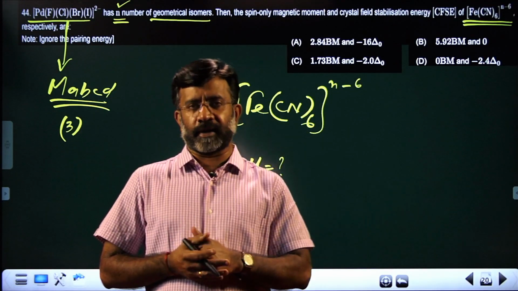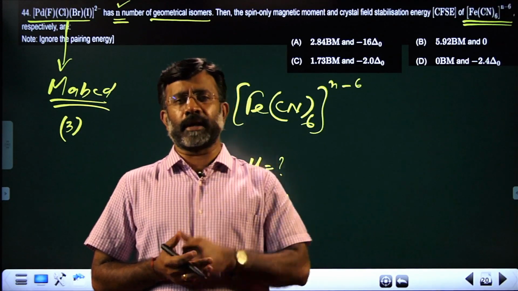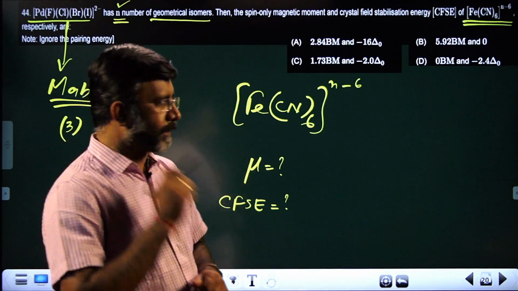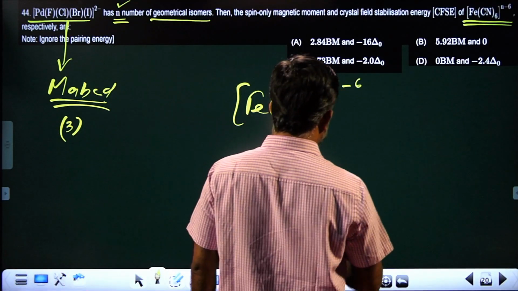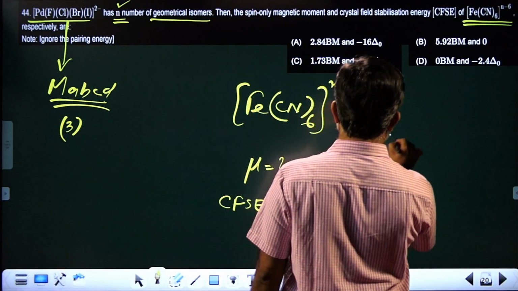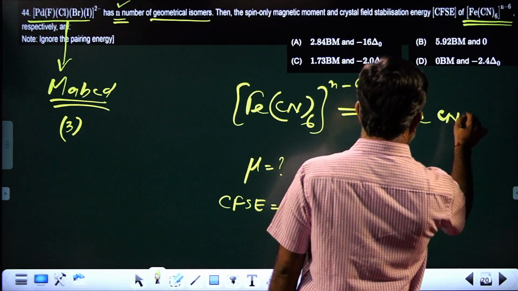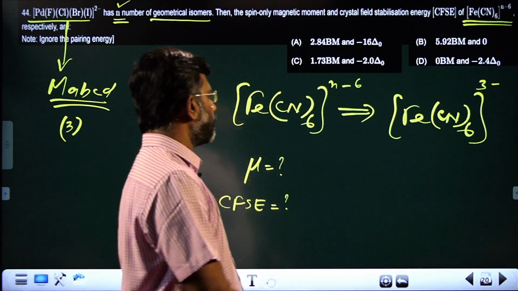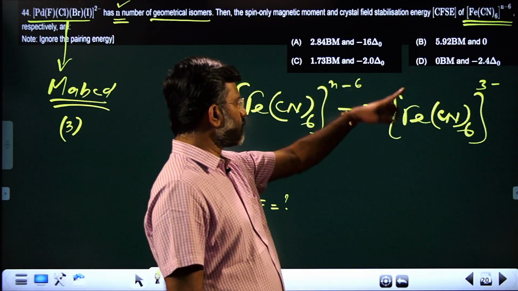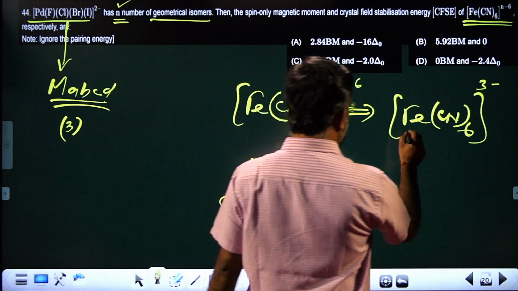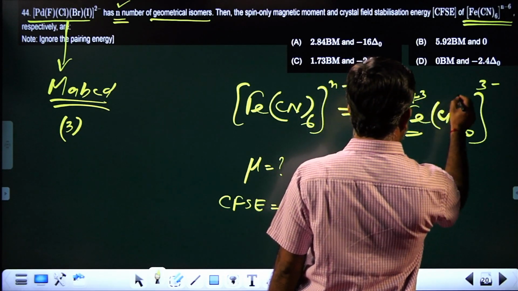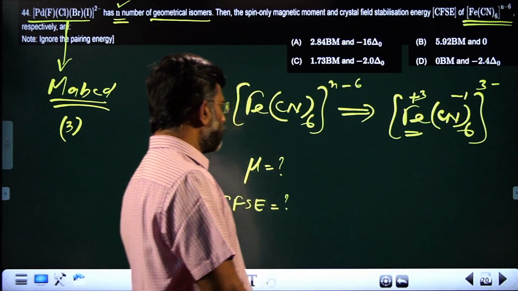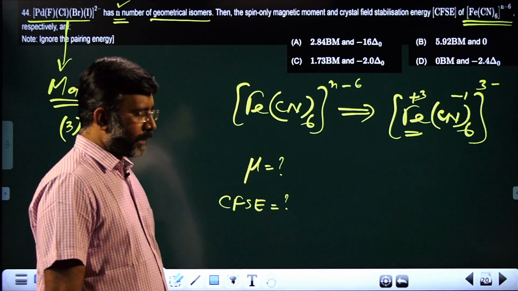MABACAD, 3 configurations, so 3 geometrical isomers. So N is equal to 3. That means our complex is [Fe(CN)6]3-. Obviously, iron becomes plus 3, as the ligand charge is minus 1. So we are talking about iron 3 plus.